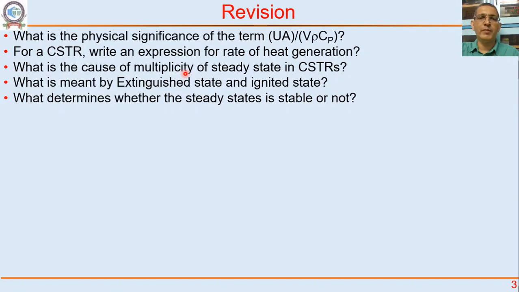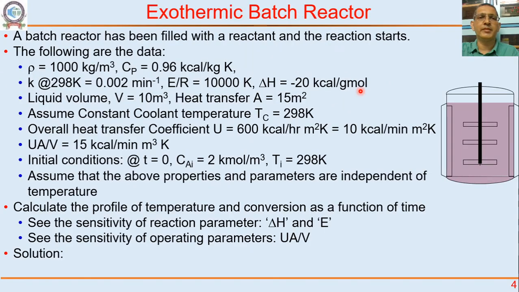Next question, what is the cause of multiplicity of steady states in well mixed reactors? We should not be writing CSTR now. I have written it just so that you are comfortable, but we should be writing well mixed, steady state, continuous reactors. What is meant by extinguished steady state and ignited steady state? What determines whether the steady state is stable or not? These are all questions that we discussed in the last class. Just quickly revise that so that you are in a better position to understand what is going to come in this lecture. Now we are going to see exclusively batch reactors. So first of all, exothermic reactions in a batch reactor.